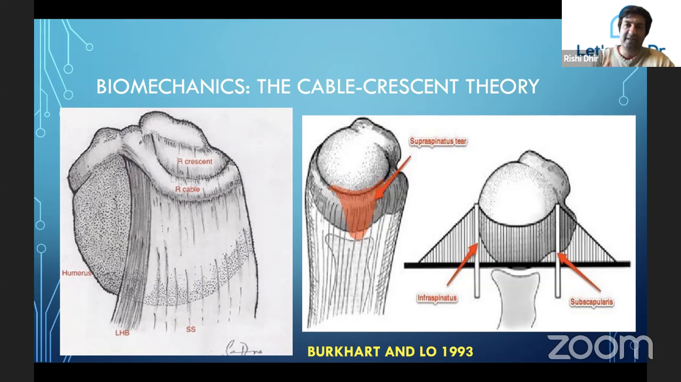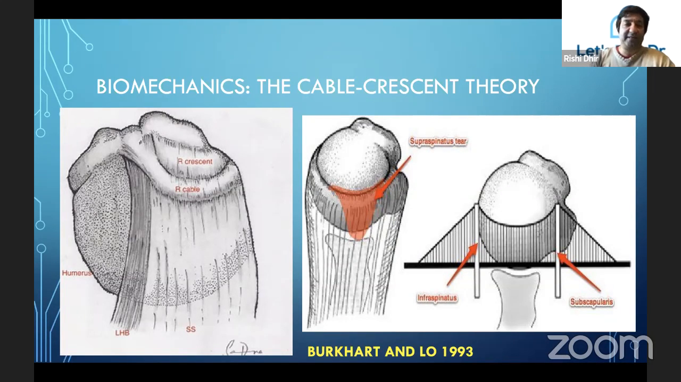And what he said was that the cable is a thick bundle of fibers which is found at the avascular zone of the coracohumeral ligament, which essentially runs perpendicular and deep to your supra and infraspinatus tendons and spans the insertion of the entire part of the tendon. Whereas the rotator crescent is just a thin crescent sheet of tendon, which is where the cuff inserts into the bone. It's the distal part.